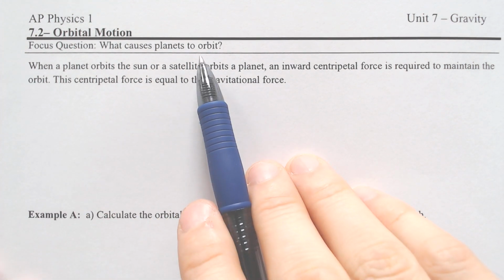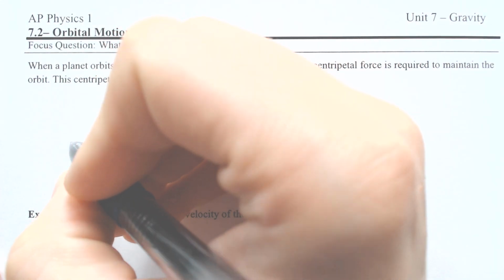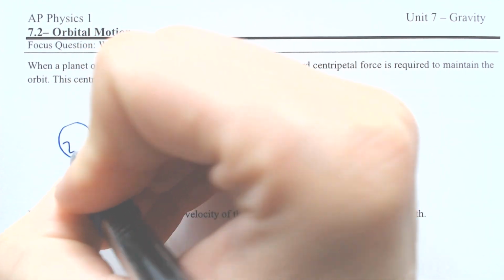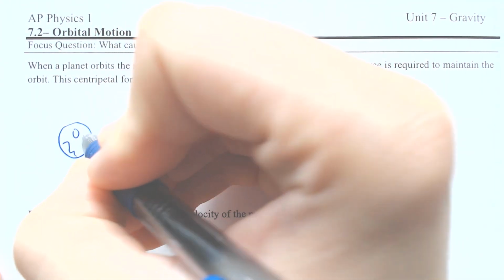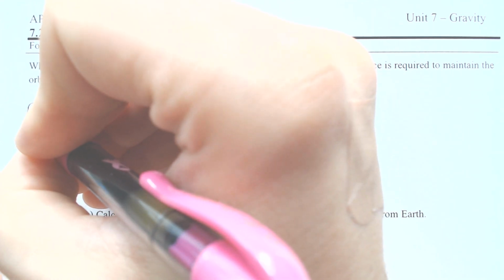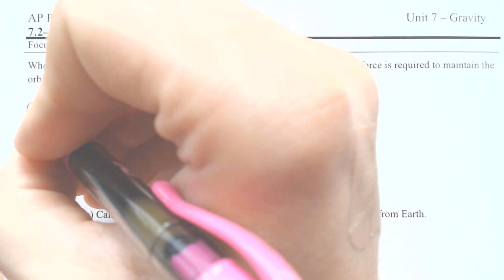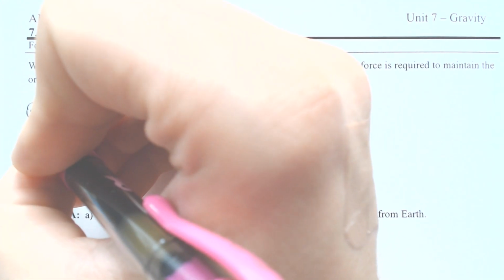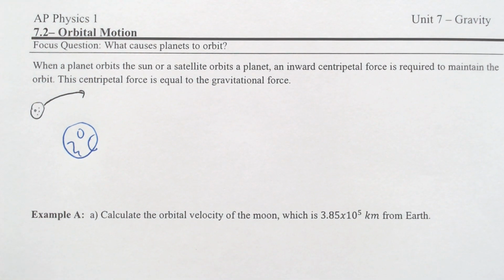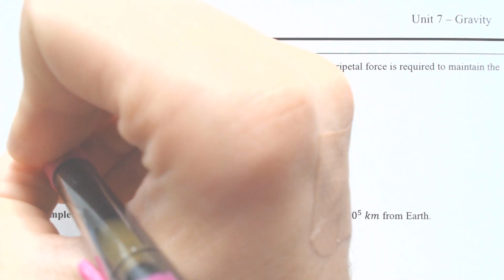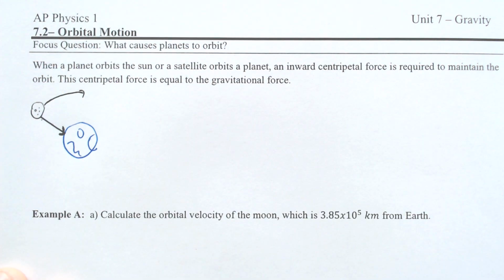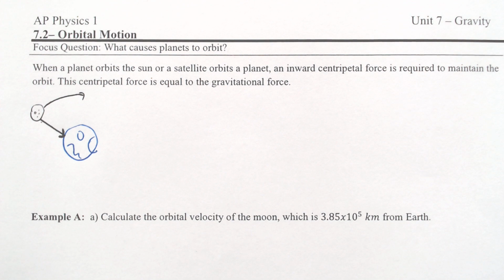So for starters, I want to draw this idea. Let's draw Earth here. There's a nice pretty Earth. All right, and if we have an object spinning around it, like the moon, when the moon is spinning around, if you think about all objects in general that are spinning around something, they're essentially being held by a string, and that string is essentially pulling them inward. So in this case, that string is gravity.